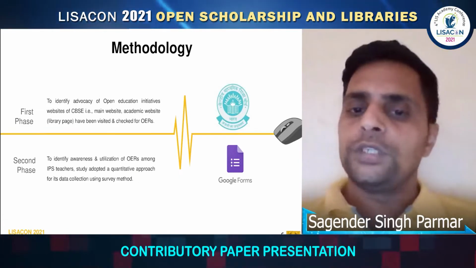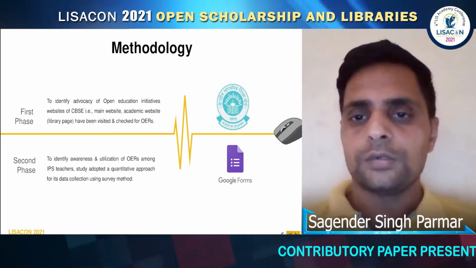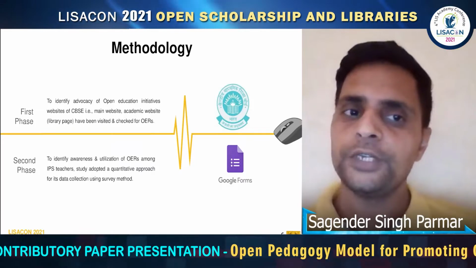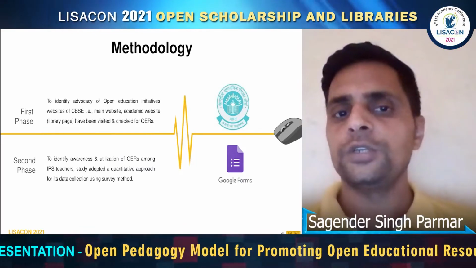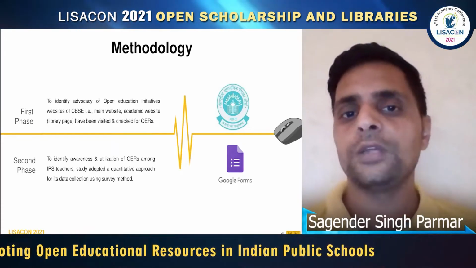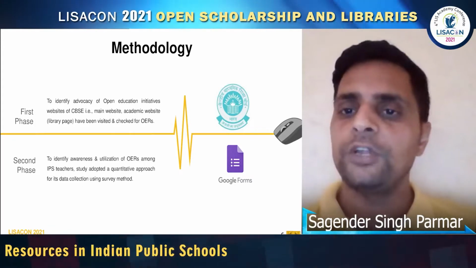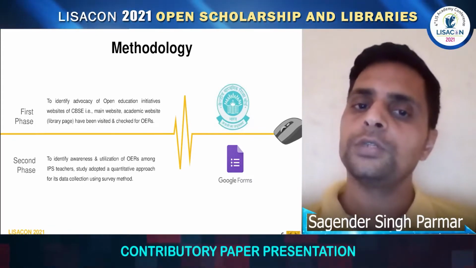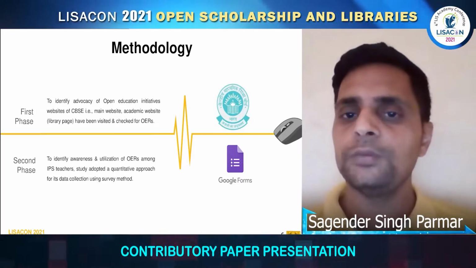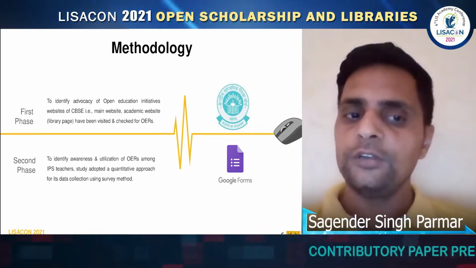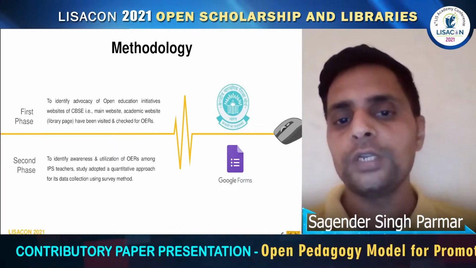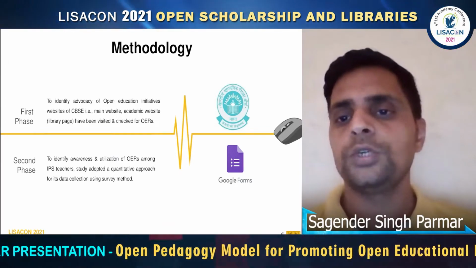So to achieve the objectives of the study, the study has been conducted in two phases. In the first phase, to identify the advocacy of open education initiatives, the websites of CBSE, as I mentioned, the two websites, the first one being the main website and the library page available on the academic website, have been visited and checked for the open education resources and open access resources advocated by the CBSE. And in the second phase, to identify the awareness and utilization of OERs among the Indian public school teachers, the study adopted a quantitative approach for its data collection using a survey method.